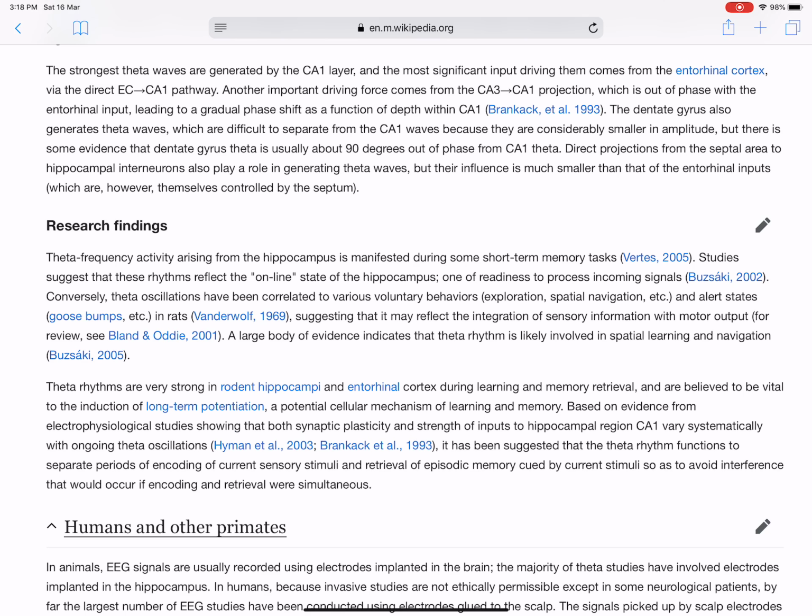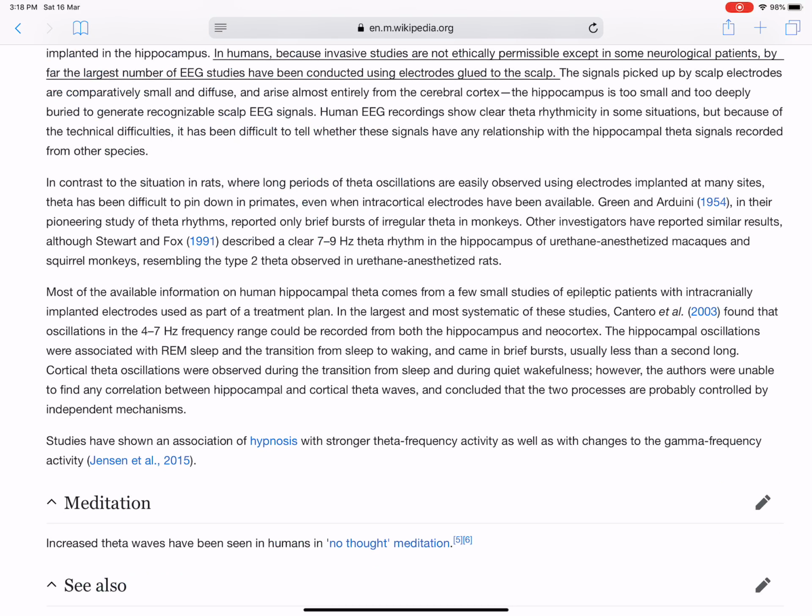In animals, EEG signals are usually recorded using electrodes implanted in the brain. The majority of theta studies have involved electrodes implanted in the hippocampus. In humans, because invasive studies are not ethically permissible except in some neurological patients, by far the largest number of EEG studies have been conducted using electrodes glued to the scalp. The signals picked up by scalp electrodes are comparatively small and diffuse, and arise almost entirely from the cerebral cortex. The hippocampus is too small and too deeply buried to generate recognizable scalp EEG signals.